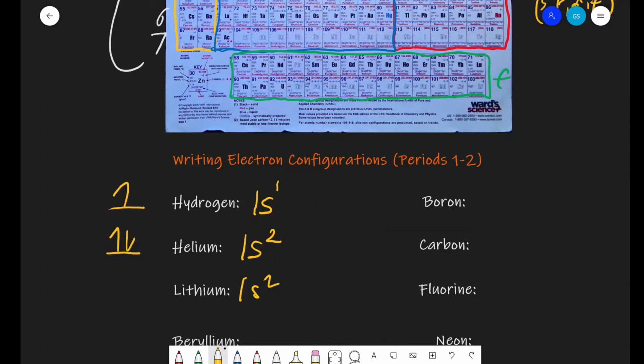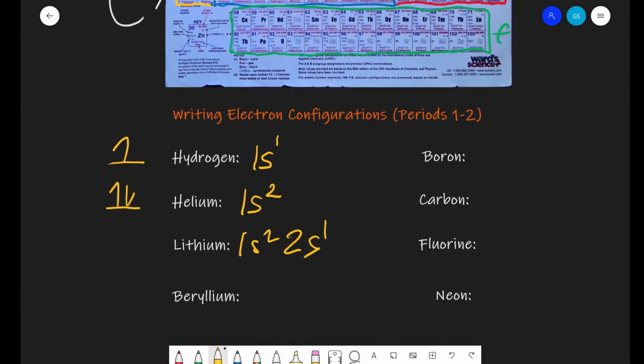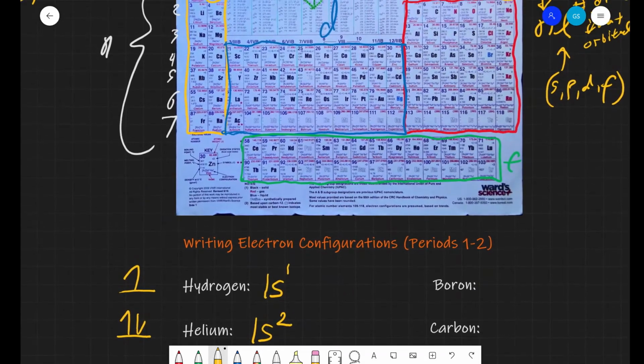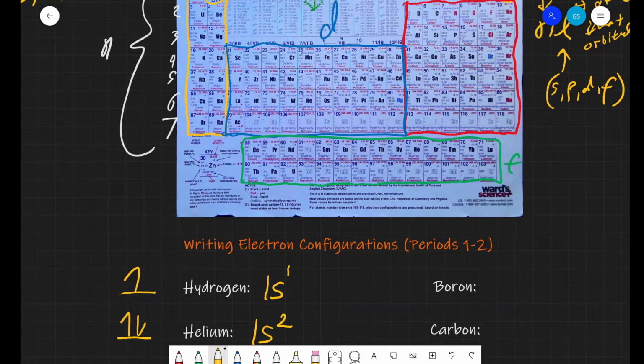But when we're changing the period or changing the block, then we have to include the previous number. So lithium would be 1s2, and then we know it's in the second period, still in the s block, and it has a valence electron of 1. So 1s2, 2s1. That's basically it. You include the previous electron configuration based on whether it's changed the period or the block. Let's say we did beryllium now. Beryllium is right next to lithium. Pause the video and see if you can figure it out.